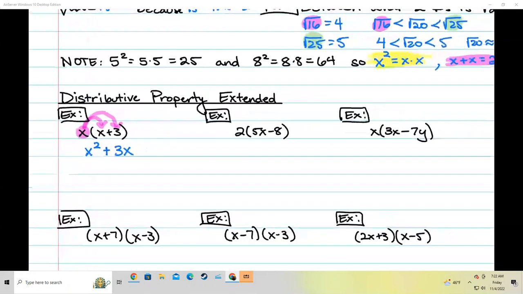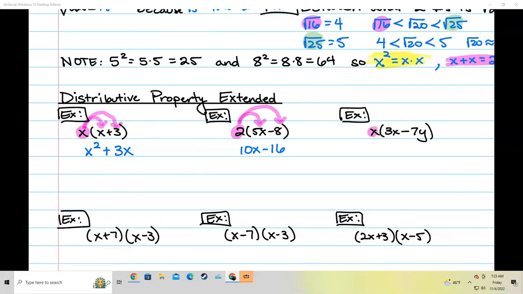I'm going to distribute the 2. That 2 is in front of the parentheses, so I'm going to go 2 times 5x. That's going to give me 10x. I'm not done distributing, so I'm going to distribute the next one: 2 times negative 8 gives me negative 16. Again, 10x and negative 16 have no like terms. I am stuck right there. There's nothing left for me to do. Let's go to the next one.